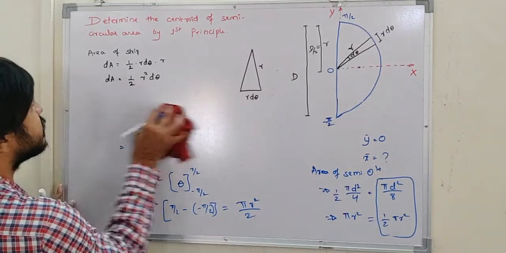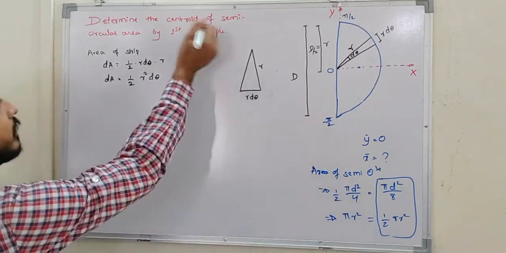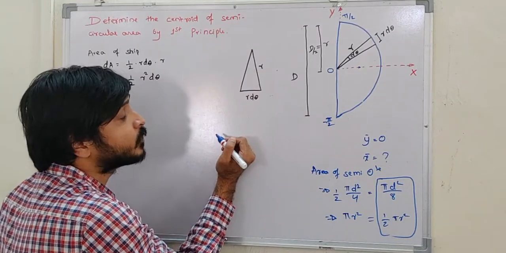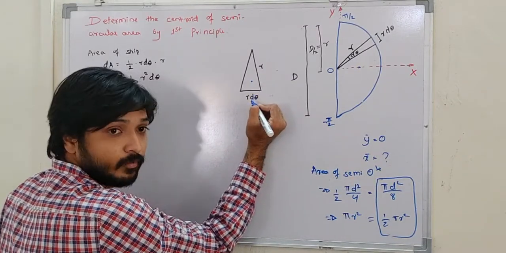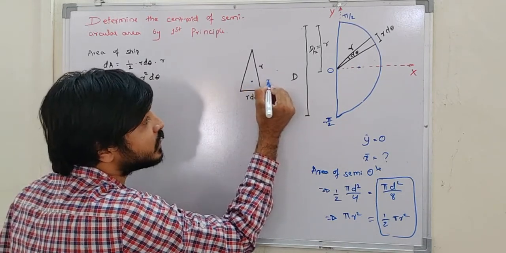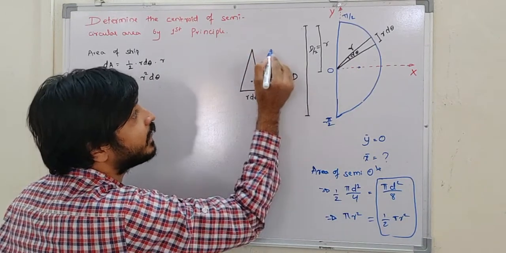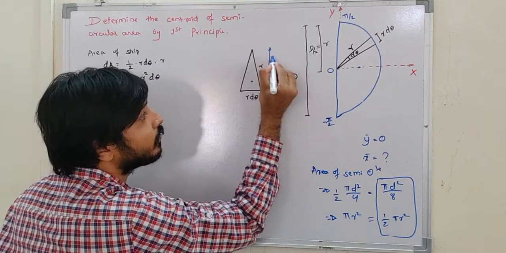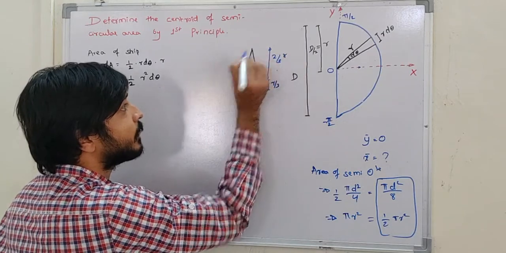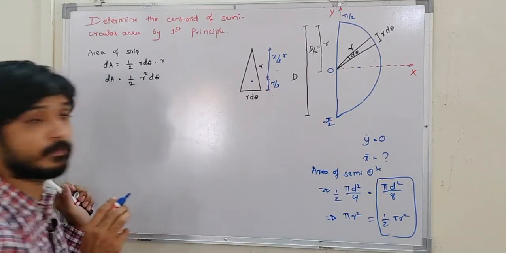We need to find out the centroid of a semicircle. So you know, for a triangle, the CG will reside somewhere here. Correct? Suppose the height is r, this distance will be r by 3, and this will be 2/3 of r. If I want to find from the apex, the CG will reside at a height of 2/3 of r. If I am trying to find from the base, it will be r by 3.